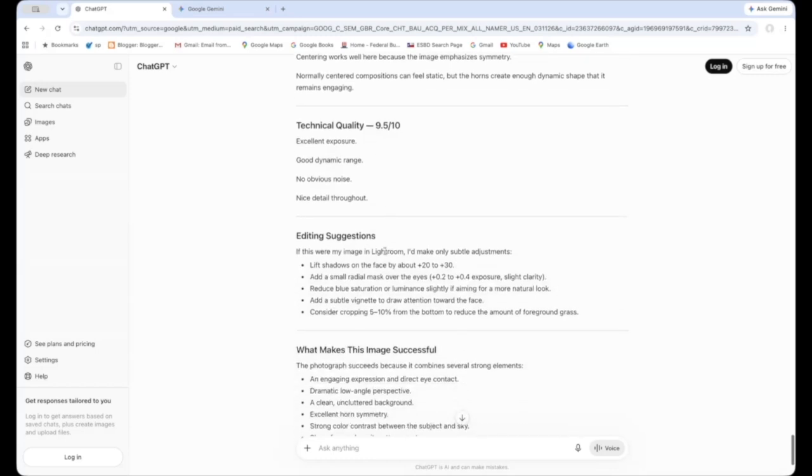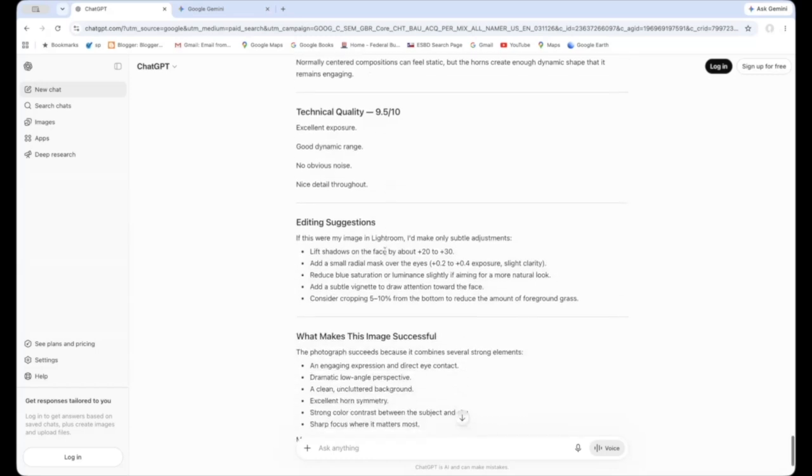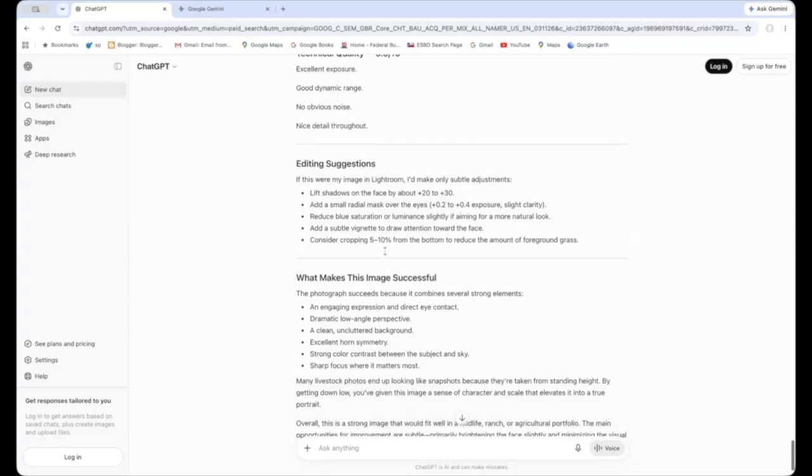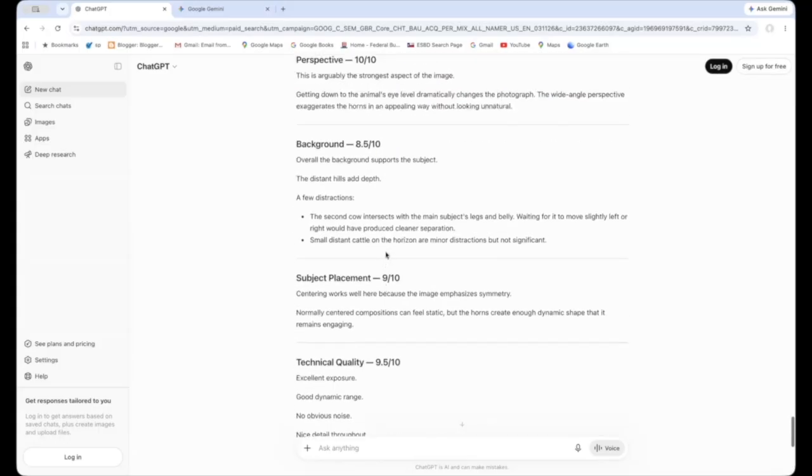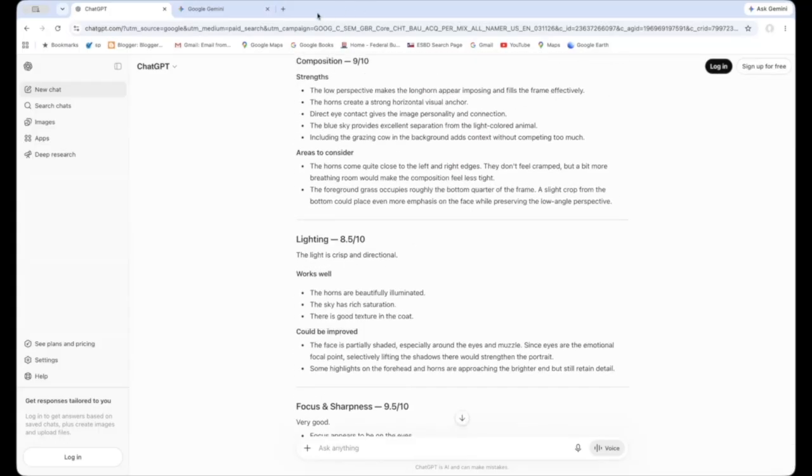And then it gives you some editing suggestions on what you can do in Lightroom. And then again, it gives you a rundown of what makes the image successful. It'll tell you there. And so again, from just a critiquing standpoint and a learning about your images standpoint, it's going to be pretty valuable.